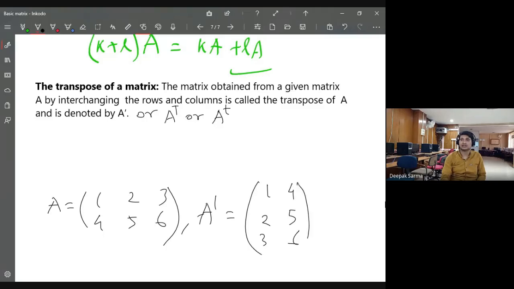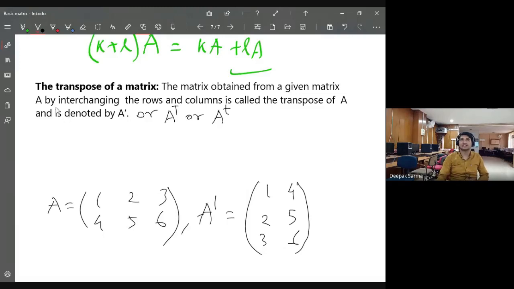That's it. So you can do either way. If you want, you can do it this way also. That is, 1, 4 is the first column. You make it the first row. 2, 5 is the second column. Make it the second row. 3, 6 is the third column. Make it the third row. It's all the same. So you can do either one of them. So make all the rows as columns and write all the columns as rows. So simply make all the rows as columns.